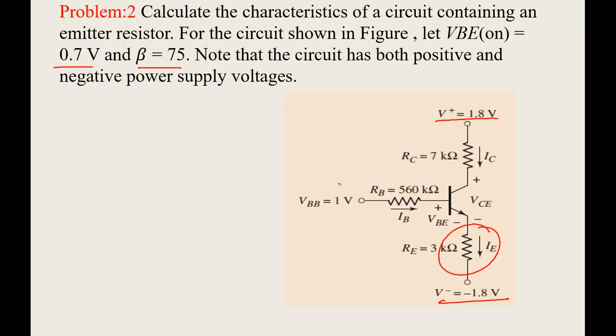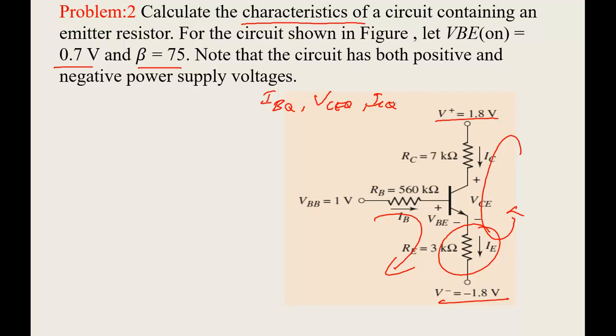Now again same thing, apply KVL here and apply KVL to the output loop. You can find out IB here, and you can find out IC here, and once you find out ICQ, we can find out VCEQ. So our aim is to find out IBQ, VCEQ, and ICQ. That's the characteristics, because they are asking you to find out the characteristics in this circuit, in this problem.